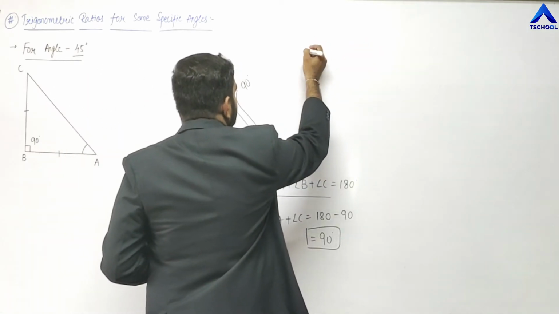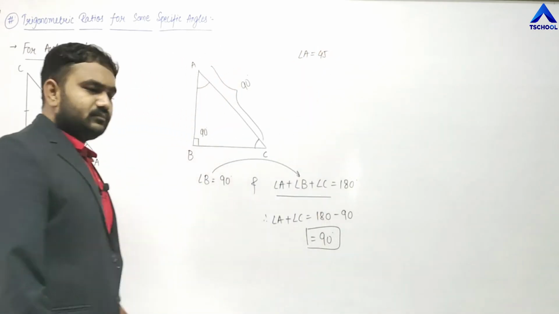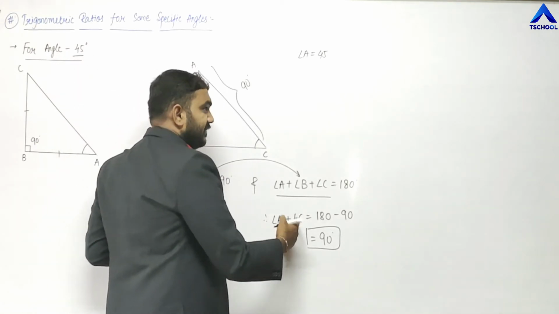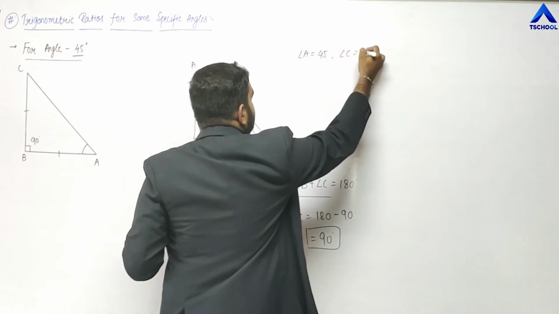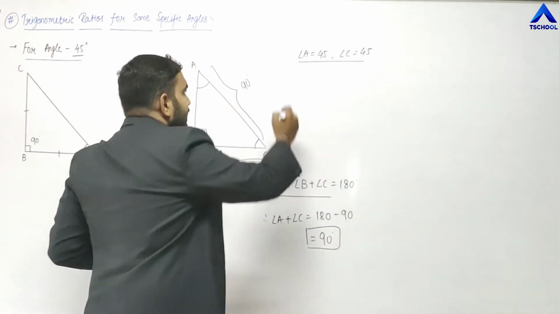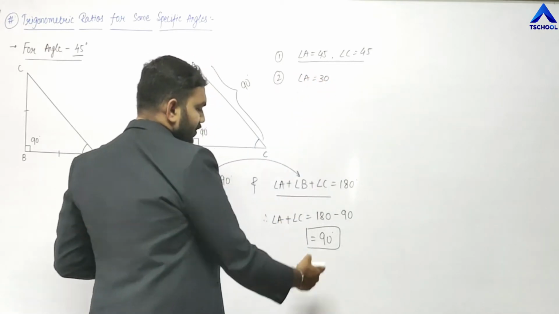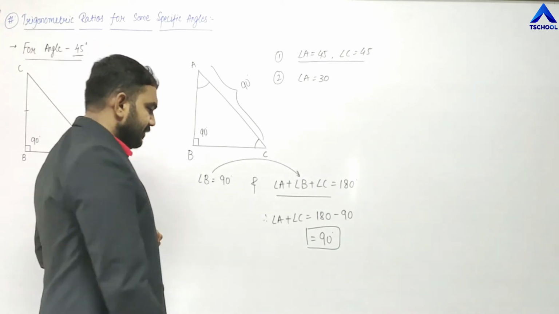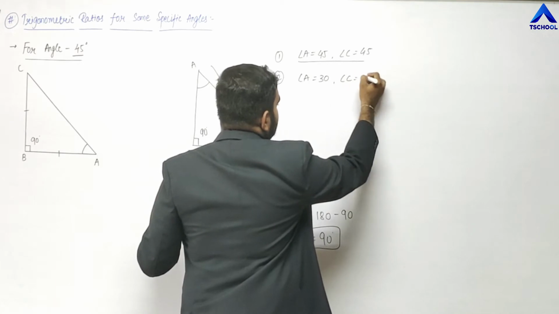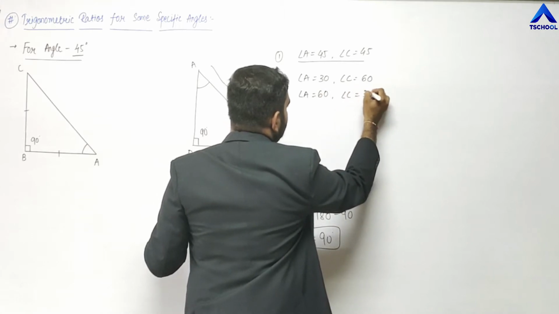So first of all we shall discuss that if angle A is equal to 45, then what will be angle C? Because A plus C is 90. If A is equal to 45, then angle C must be 45. So we got one of the pairs. Then the second pair is if angle A is equal to 30. If I put 30 in place of angle A, then 30 will be taken on the other side, and we get angle C is equal to 60. And if I take angle A equal to 60, then we get angle C equal to 30.